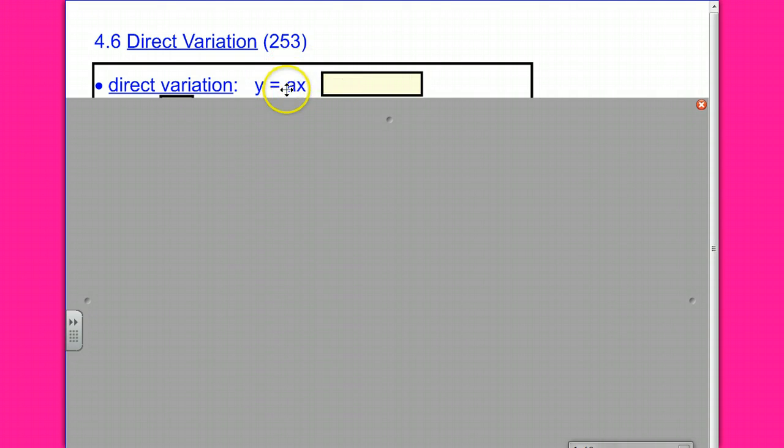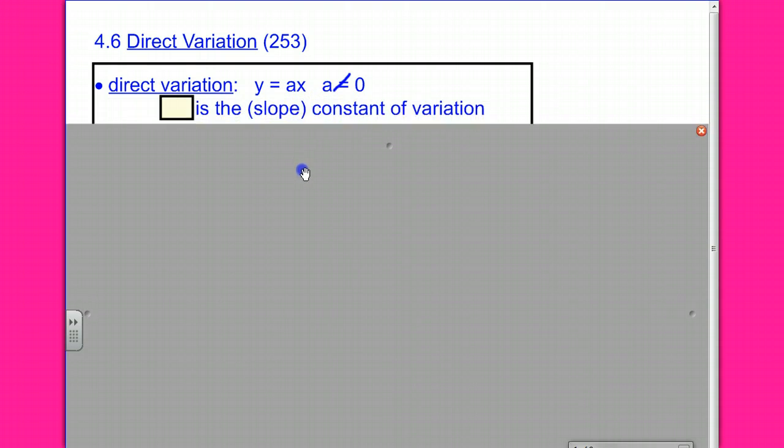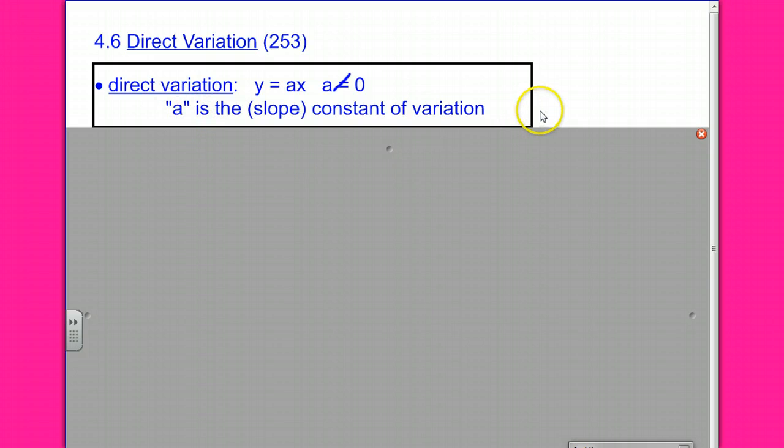So notice the slope, which we usually use the letter m to represent, has become a. And notice there's no addition of b. So if we were going to add something, what could we add? Plus 0, that's right. So a may not equal 0. If a equals 0, it eliminates the variation that we see when we input x. So a now is the constant of variation.